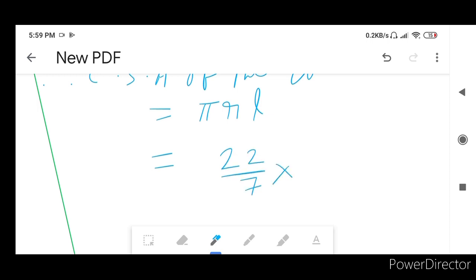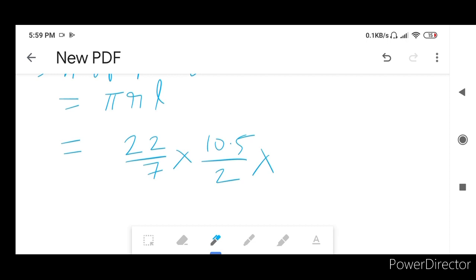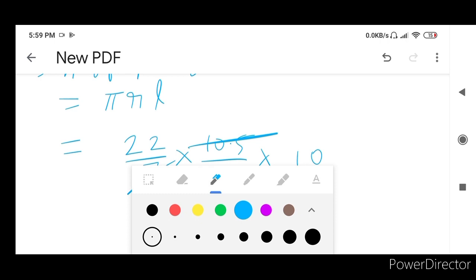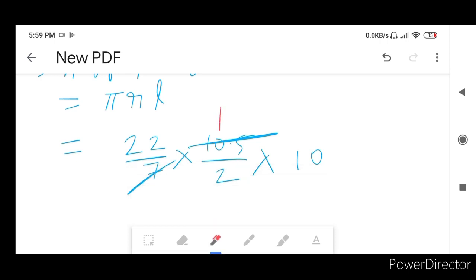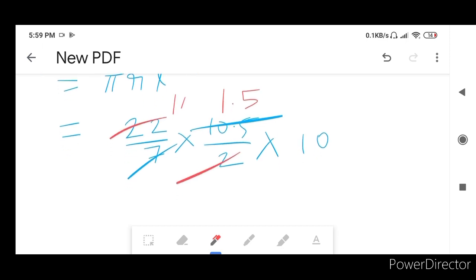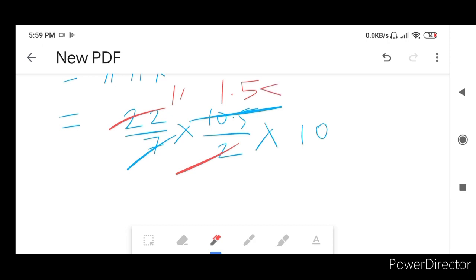What is my R here? My R is 10.5 divided by 2, and what is my L here? L is my 10 centimeter. Clear? So now let us cancel this. 7 1s is 7, 2 11s are 22. So now multiply this 1.5 into 10. What we will be getting? We will be getting 15.